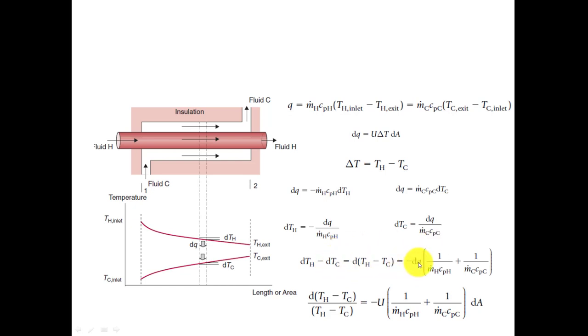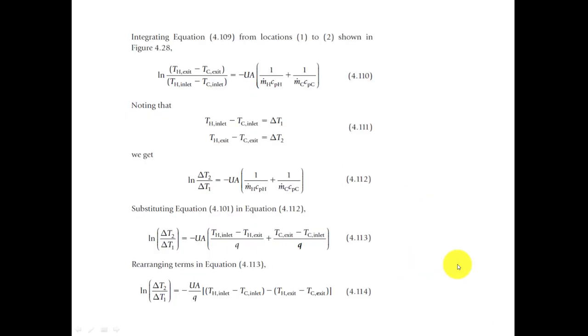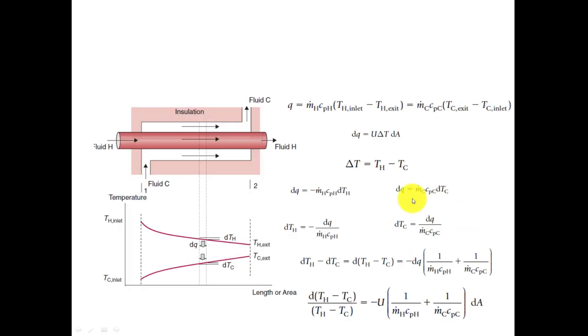Simply, what I have done is put the value of dQ here, and as I put the value of dQ, this dQ was equal to U del T. So in place of del T, I have taken Th minus Tc, and it has been shifted to the left-hand side. That's all. The rest of the things, U and dA, have been multiplied with this value.